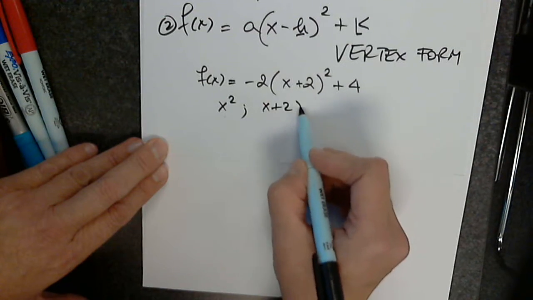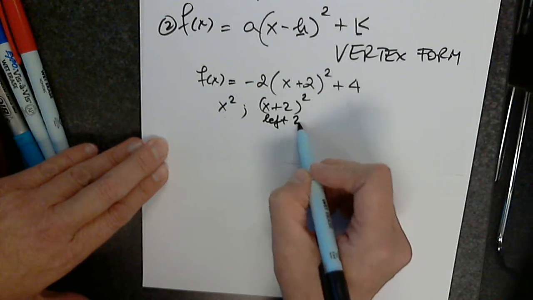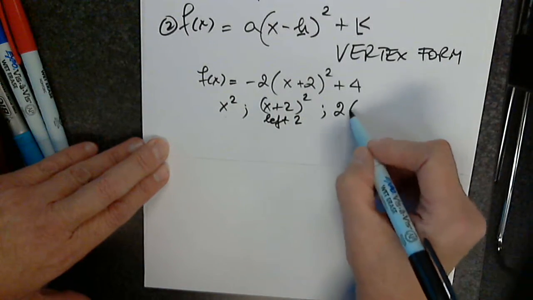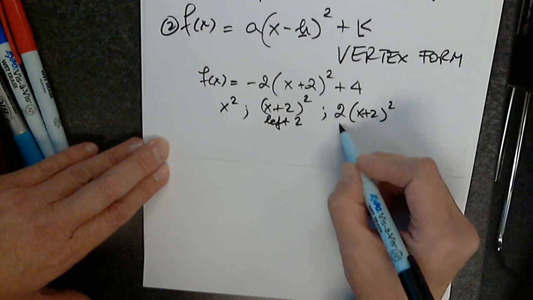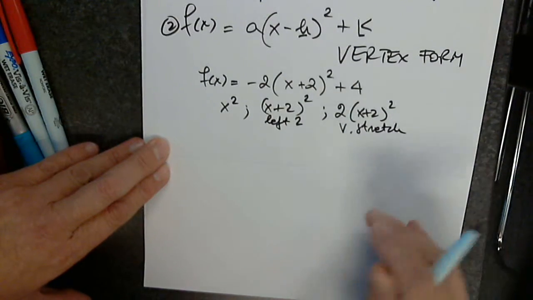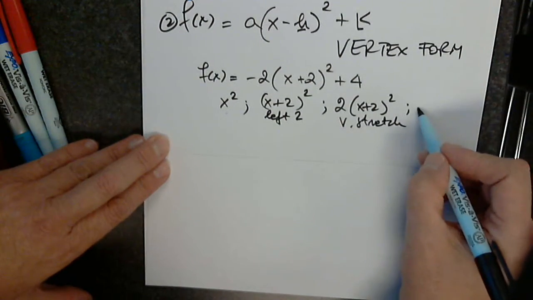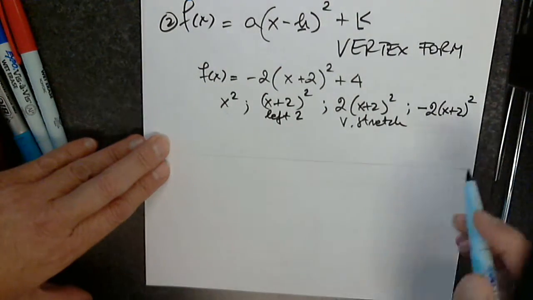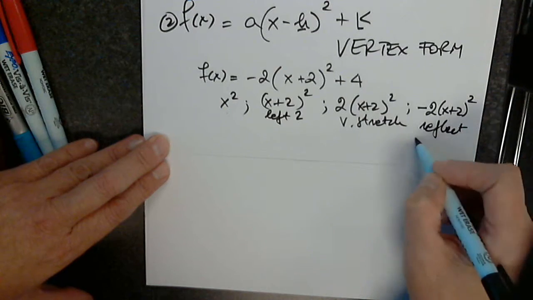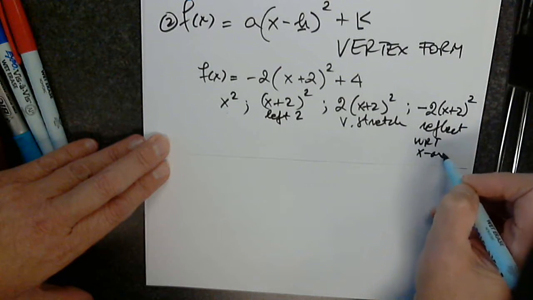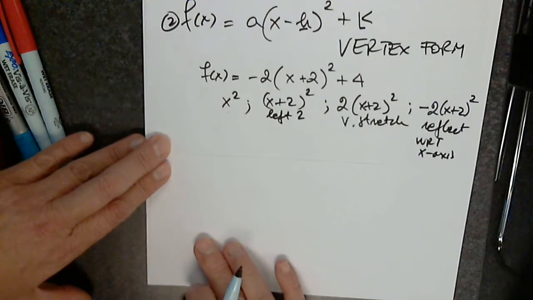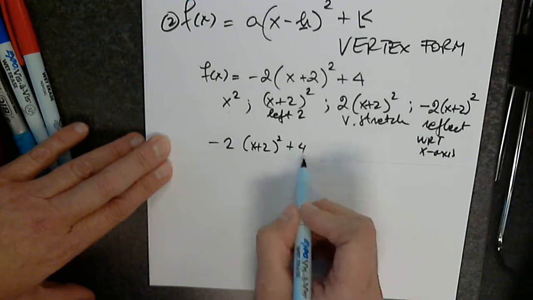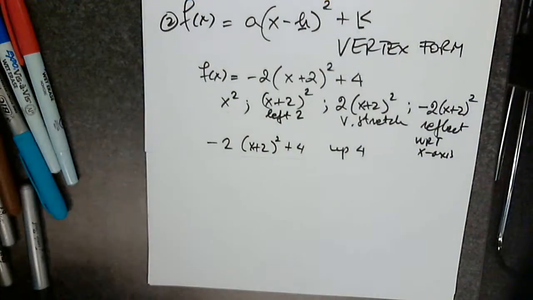Left 2, x plus 2 squared, left 2. Then multiply by 2. Very good. 2 times x plus 2 squared, vertical stretch by a factor of 2. The next one will be negative 2 times x plus 2 squared, which will be a reflection. Very good. Reflect with respect to the x-axis. And the final step, only now you get negative 2 times x plus 2 squared plus 4, which is up 4.